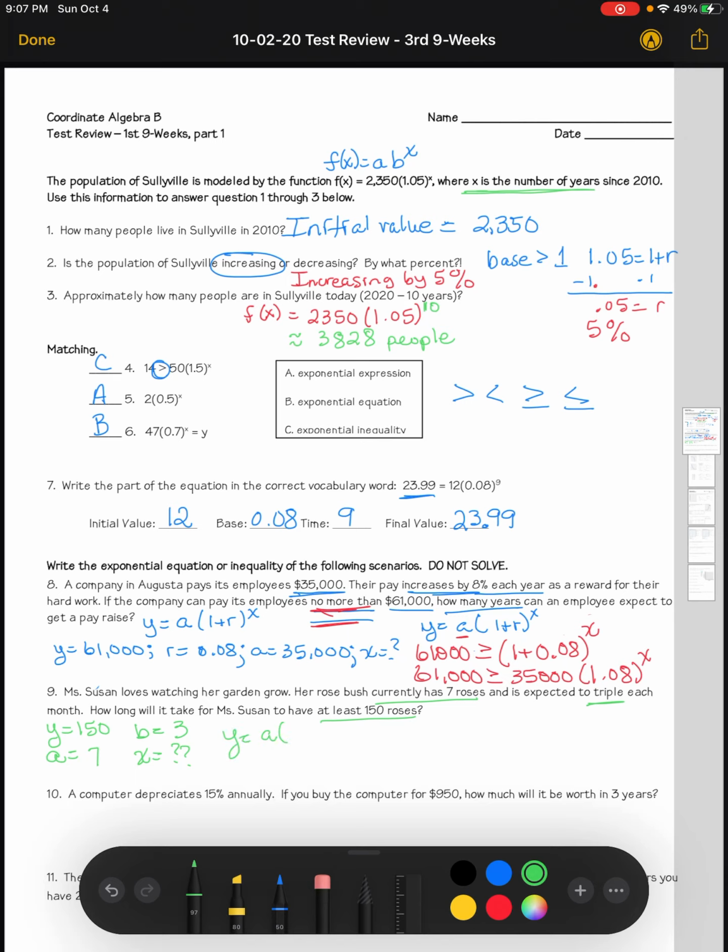Y is equal to a times b to the x power. So it's 150. Because it is at least, it has to be less than or equal to 7 times 3 raised to the x power. Remember, triple means times 3.